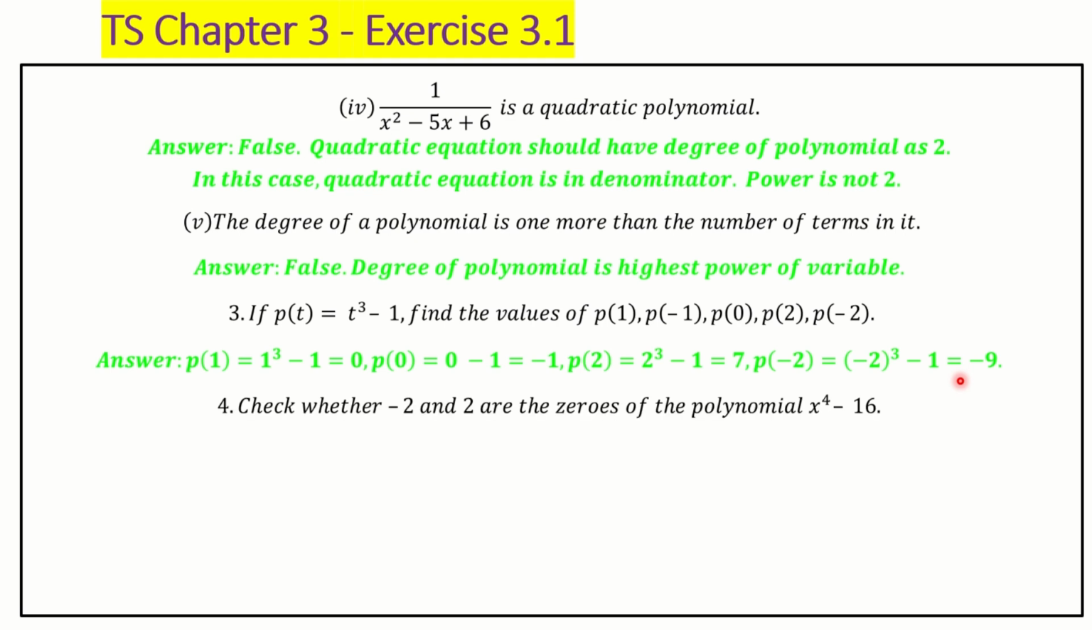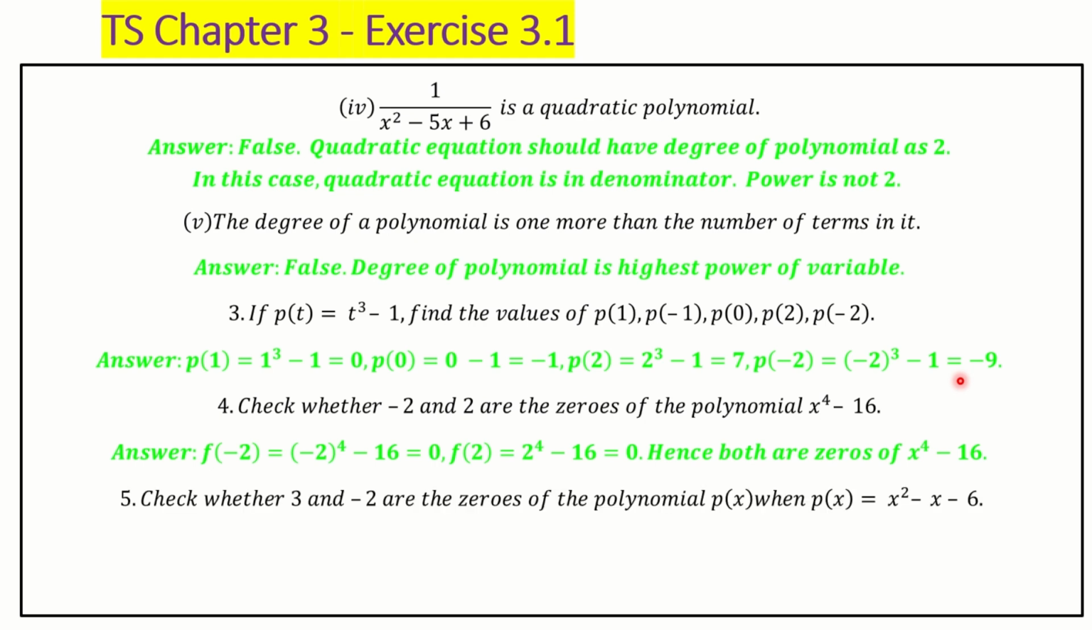Check whether minus 2 and 2 are zeros of the polynomial x power 4 minus 16. So this is also simple. You have to substitute and check, right? So f of minus 2 equal to minus 2 whole power 4 minus 16, which is 0. F of 2 is also 2 power 4 minus 16, which is 0. Hence, both are zeros of x power 4 minus 16.